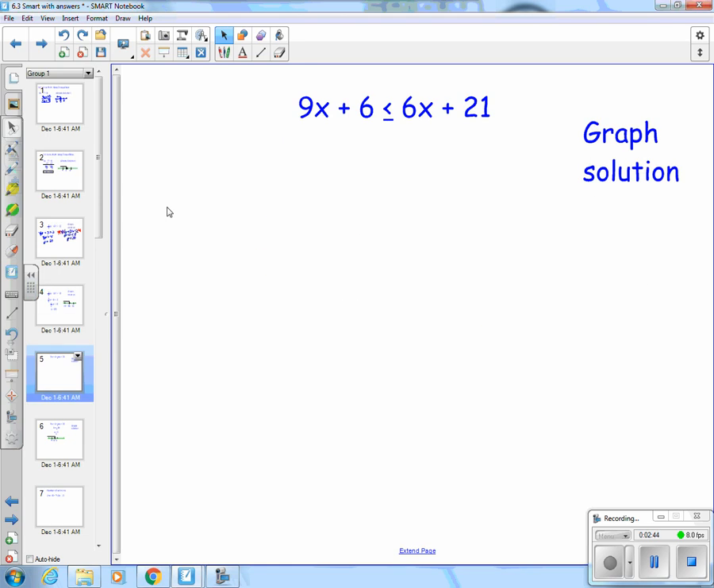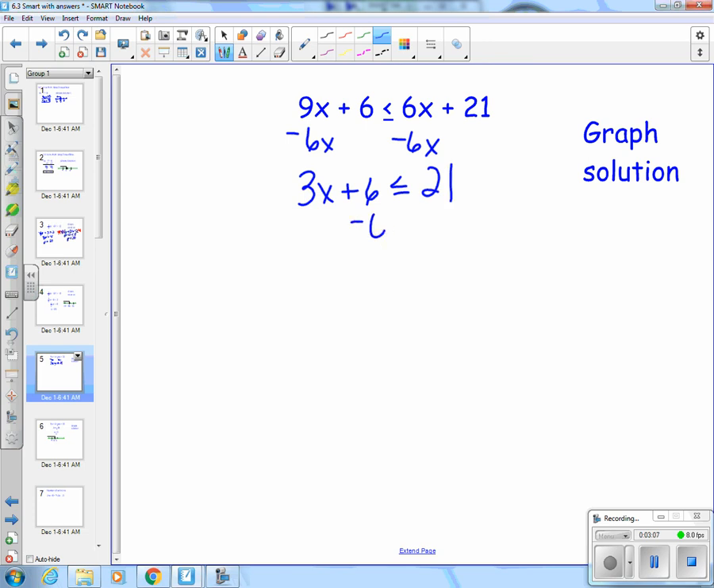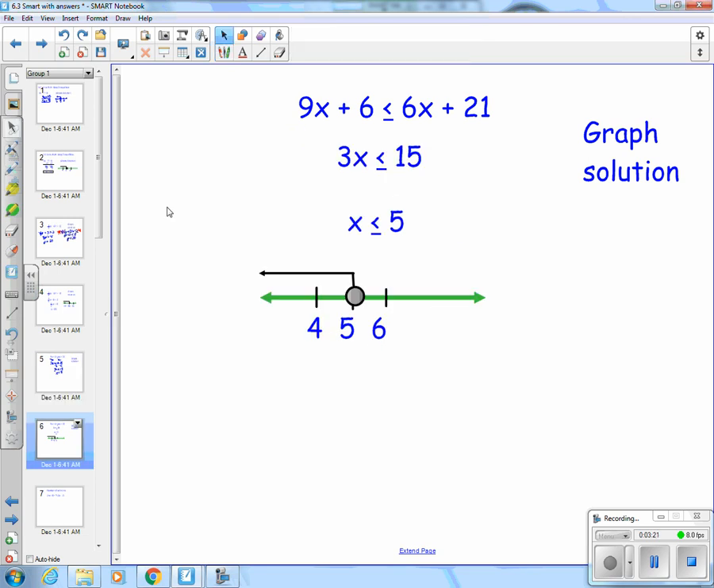On this next one, you have variables on both sides of the inequality symbol. It does not matter whether you take all your x's to the left and your constants to the right, or vice versa. I generally take my x's first, so that I am subtracting 6x on both sides and have 3x plus 6 less than or equal to 21, and then I can subtract the 6 on both sides and have 3x is less than or equal to 15, and finally divide by 3 on both sides, so we have x is less than or equal to 5. When we graph that, that will look with a closed circle, arrow to the left.